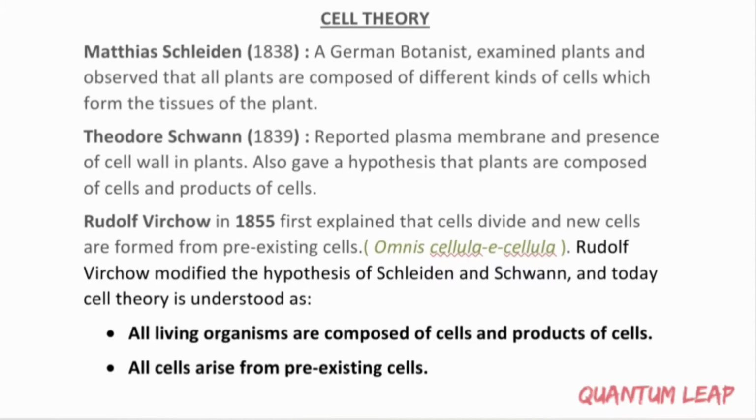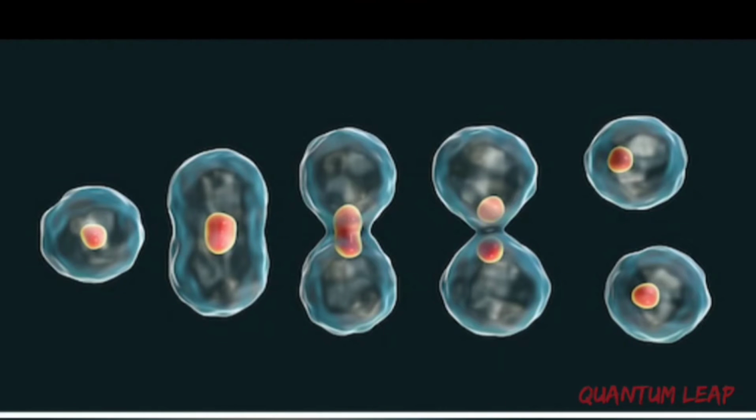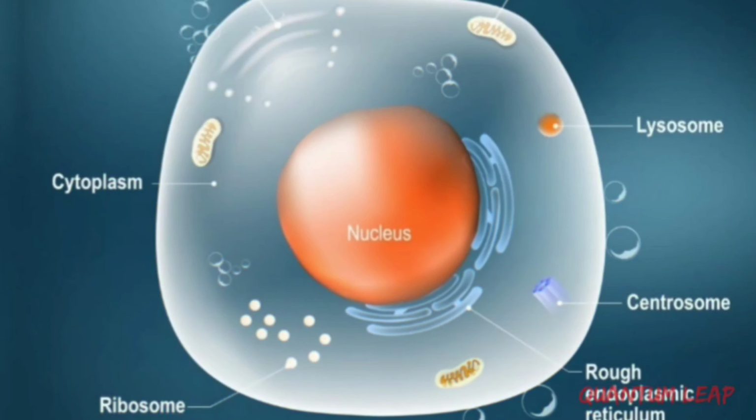He modified the cell theory of both Schleiden and Schwann to give it its final shape, and today it is understood as: all living organisms are composed of cells and products of cells. Second point, all cells arise from pre-existing cells. Let us now take an overview of the cell. The cell is actually covered with a membrane called the cell membrane, and as we proceed further, you can see an arena.